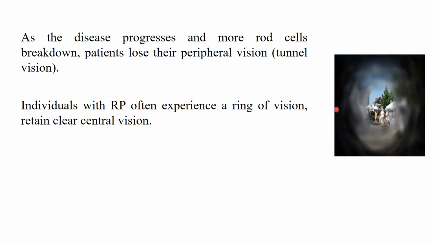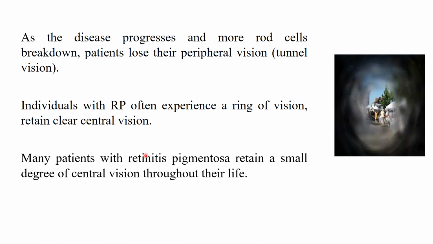For example, if someone is looking at this picture, there is no vision on the side, पे कुछ नजर नहीं आ रहा. Patient only sees just like in a hole, just like a tunnel. जैसे उसको टनल में कोई चीज नजर आ रही होती है, that's why it is called the tunnel vision. उसकी जो पेरिफेरल की विजन है वो सारी लॉस हो चुकी होती है. Many patients with retinitis pigmentosa retain a small degree of central vision throughout their life.